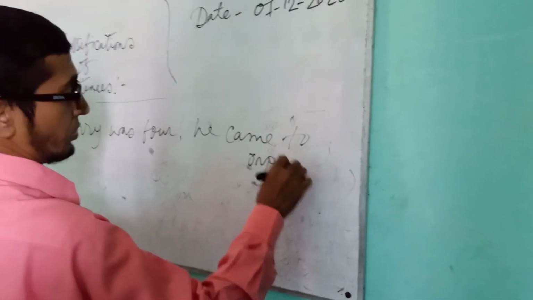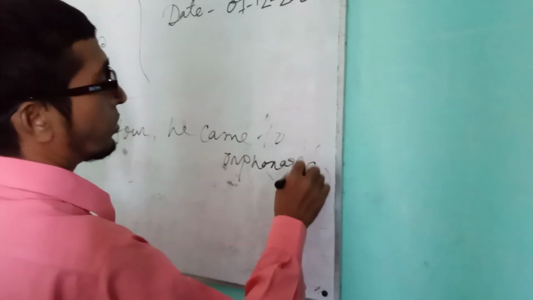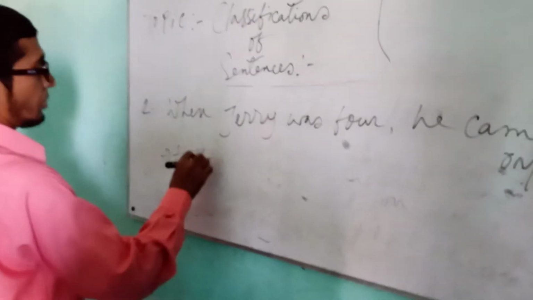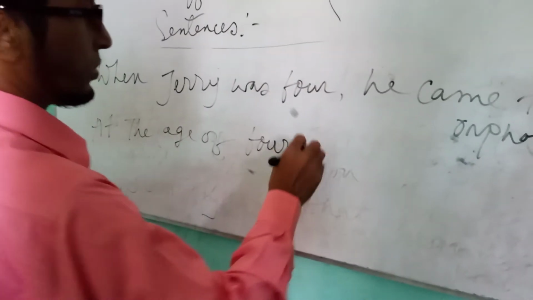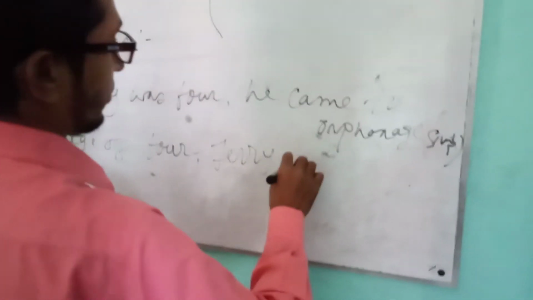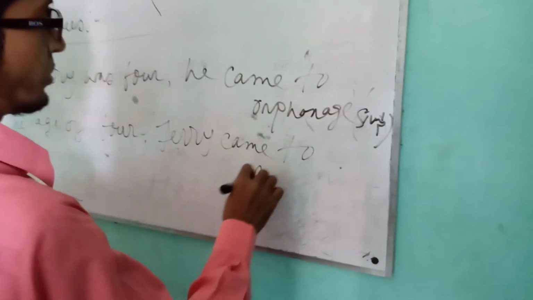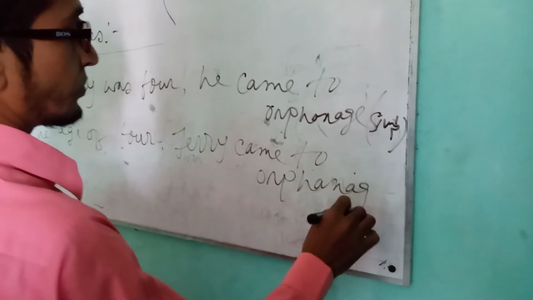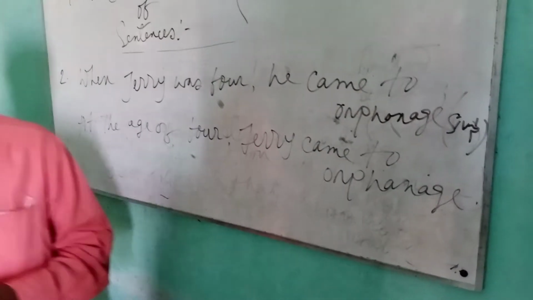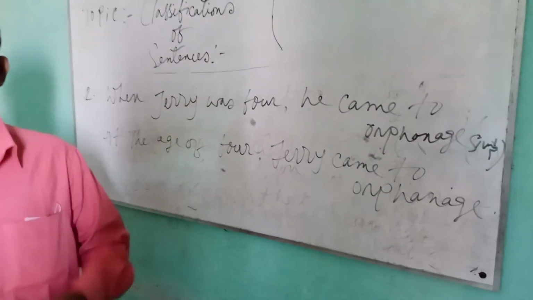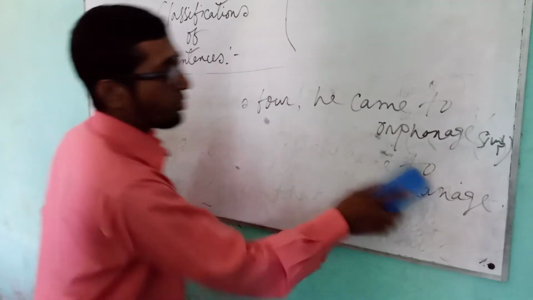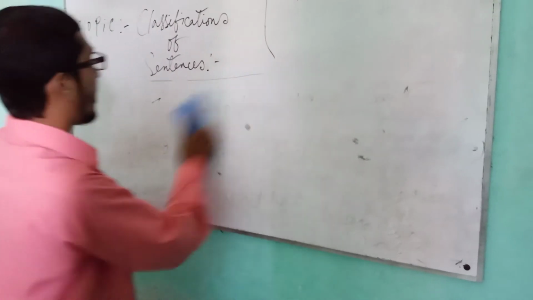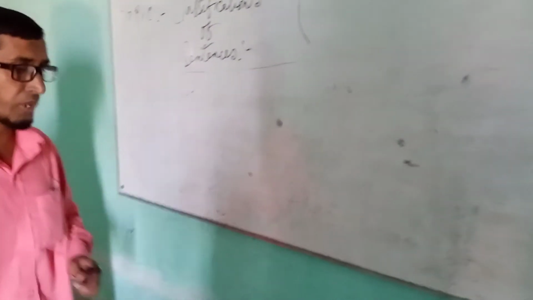Okay, simple. At the age of 4, Jerry came to orphanage. Okay. Similarly, when he was 80, he died. At the age of 80, he died. Okay, so we have finished rule number 2. Now we are starting rule number 3.